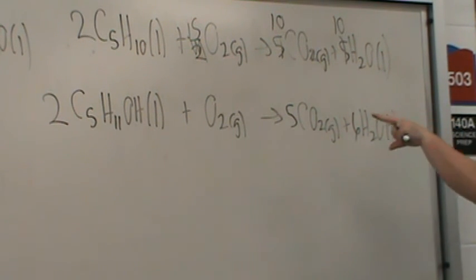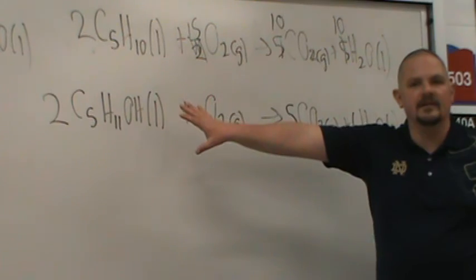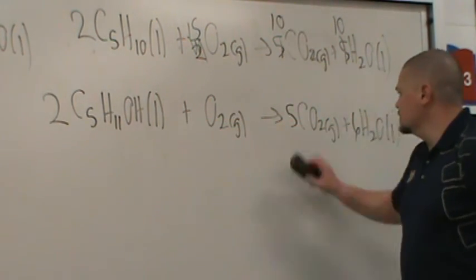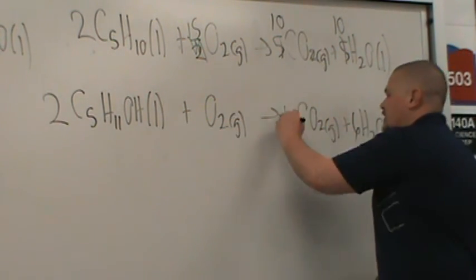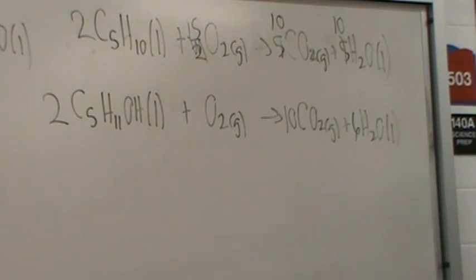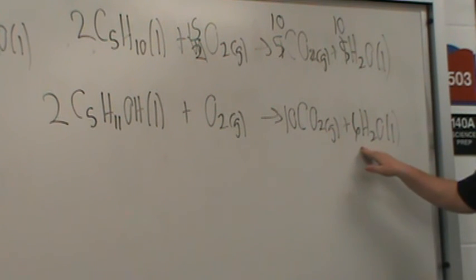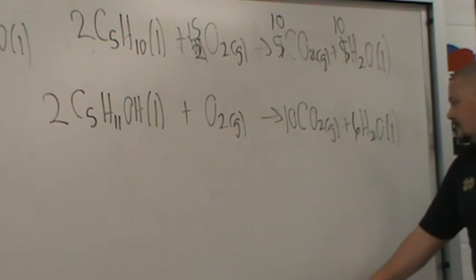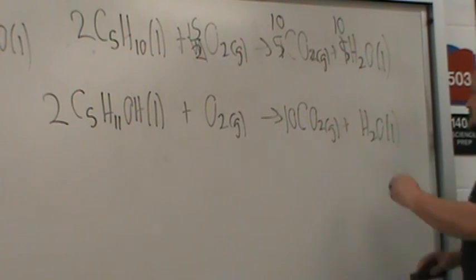So now that coefficient 2 gives us how many carbons on the left-hand side? 10. So let's get 10 on the right. Change that 5 to a 10. How many hydrogens do we have on the left-hand side? We said that we had 12 before, right? If we put that coefficient of 2 out front, 12 times 2 is 24. So how do we get 24 over on the right-hand side? 12. Change that coefficient of 6 to a 12.